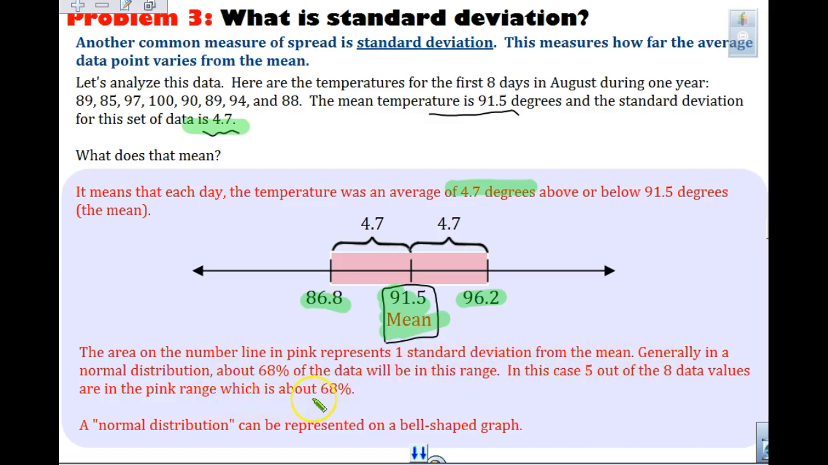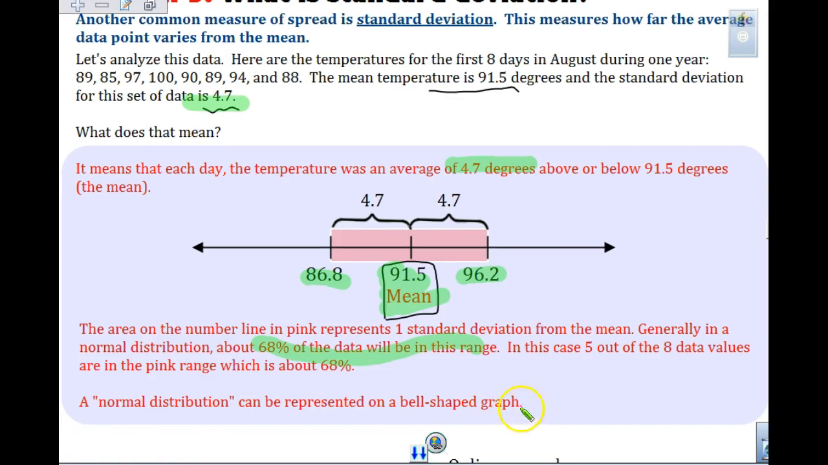Generally, in a normal distribution, 68% of our data will fall in this range. In this case, 5 out of our 8 data values are in that range, and that is about 68%, if we are looking at a bell-shaped graph.